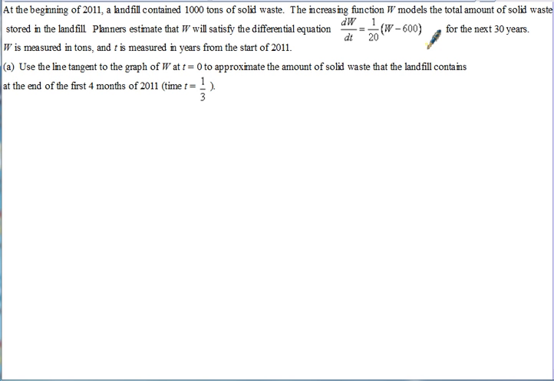So part A says use the tangent line to the graph of w at t equals 0 to approximate the amount of solid waste that the landfill contains at the end of the first 4 months of 2011, time 1/3. So there's a lot in there. Let's start with what, use the tangent line to the graph of w at t equals 0. So again, the two things we need for the tangent line are the point of tangency and the slope. So on the previous problems, we just would have points of tangency that are x, y.